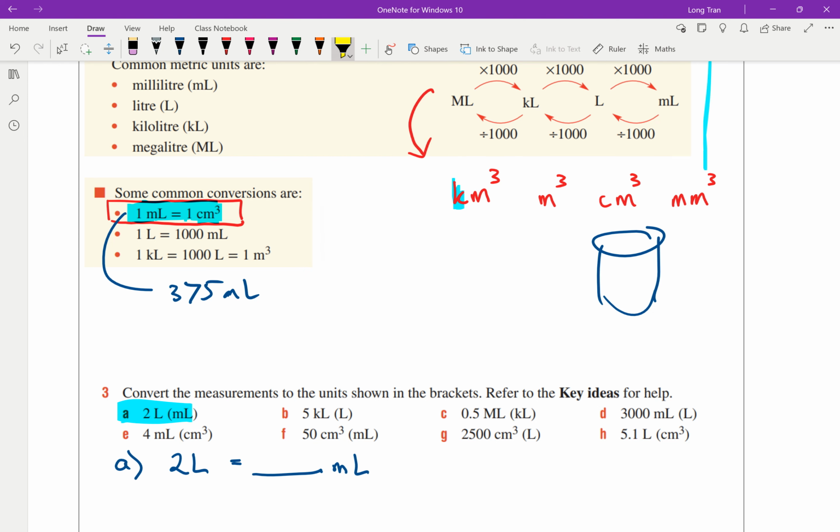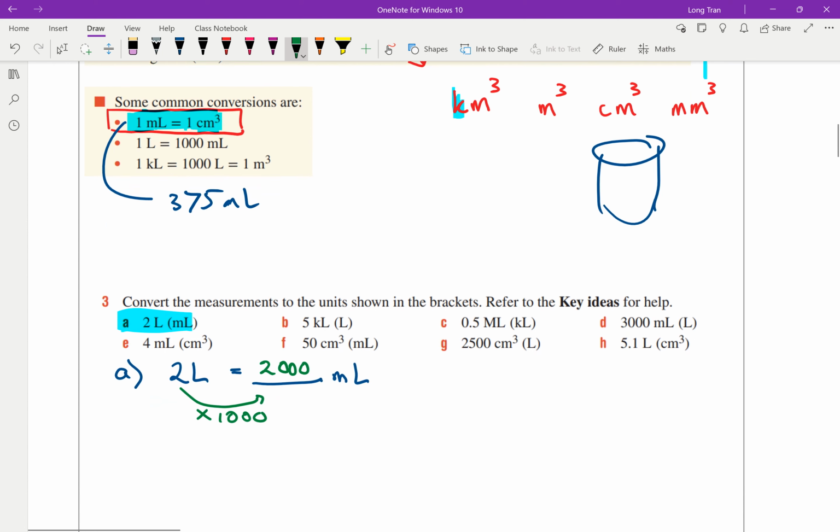Michael? Times it by 1,000. Very good. Moving from liters to mils, we know that it takes 1,000 of these mils to make 1 liter. Now, if I've got 2 of these liters, then I would be multiplying 2 by 1,000. What's 2 times 1,000, Logan? 2,000. Very good. So your answer is 2,000 milliliters.